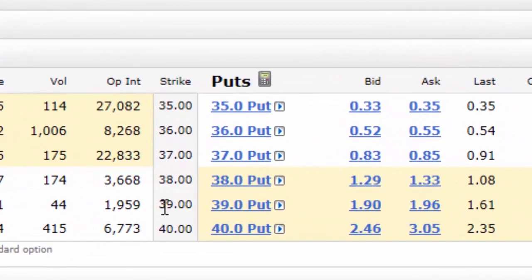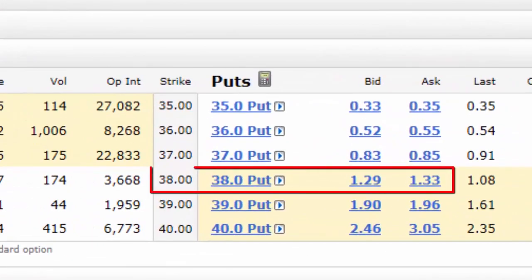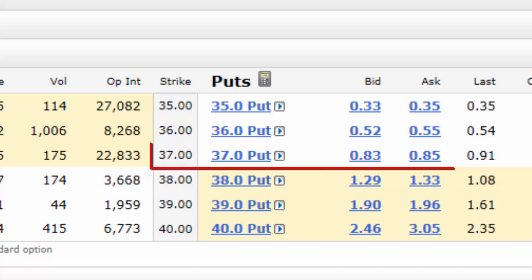And you'll see here that I can buy a $38 put for a premium of $1.33. Now remember, options trade in 100 shares per contract. That means I have to take the $1.33 times 100 shares, which makes this option worth $133. If that's a little bit too expensive, I can also look at the $37 put, because remember, I just want to be short this share.